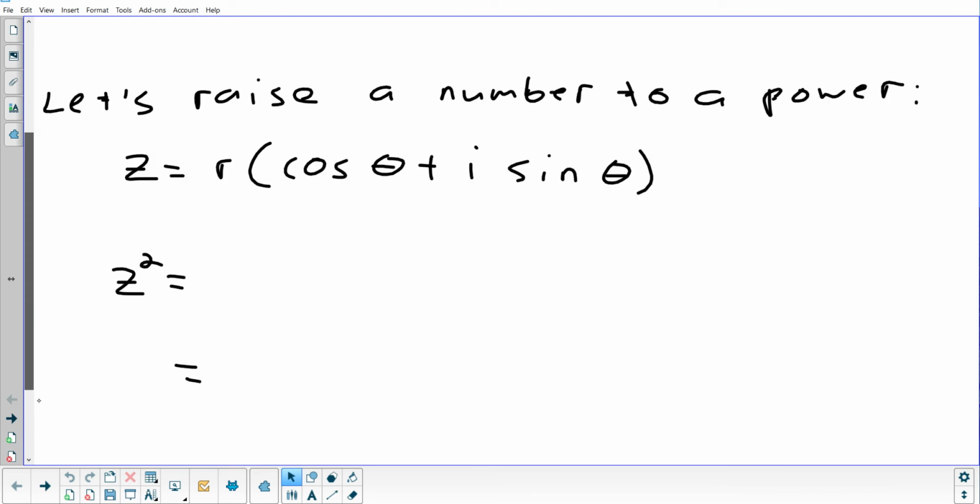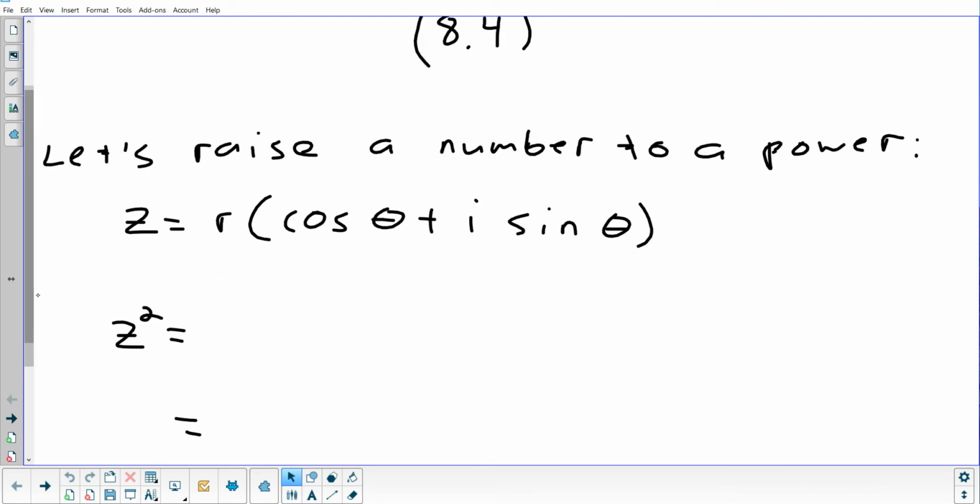Okay. So what I want to do is, I'm not going to go through the whole kind of proof of this. I'm going to show you what would happen if you raise this number to the second power. And what I'm more interested in is, do you see a pattern? Like, do you see what happens to r? Do you see what happens to theta?